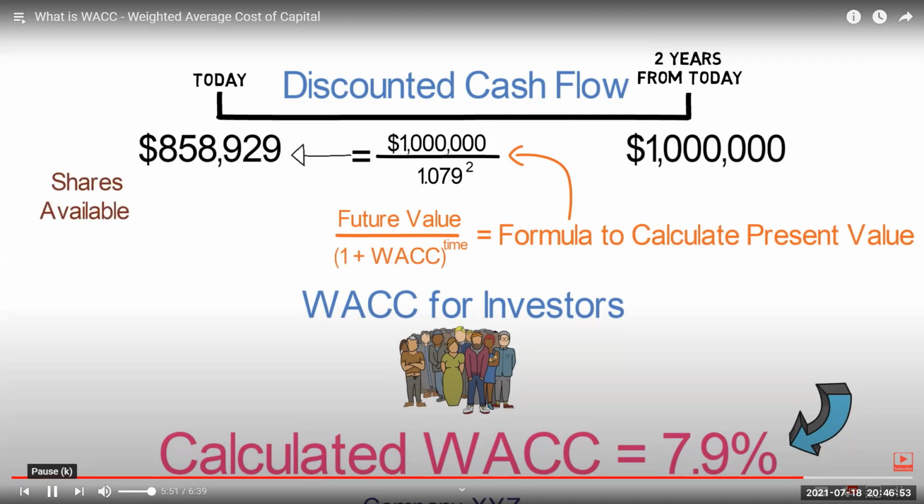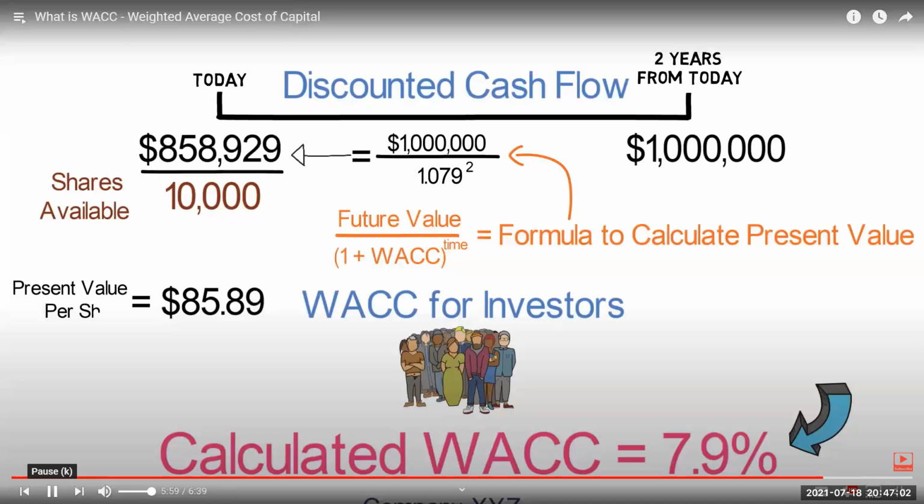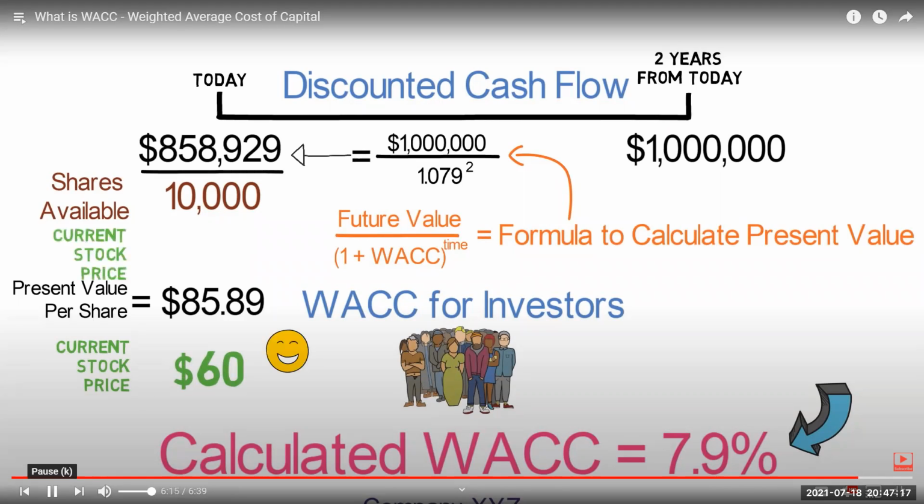Let's pretend that the company we're looking at has 10,000 shares outstanding. Divide this by 10,000 and you get a present value of $85.89 per share. Well, if our expectations are correct about future cash flows, this is what the stock should be worth today. Let's pretend that the stock is trading at just $60 a share. Well, it could be undervalued and we can consider buying it. But if instead the stock is trading at $100 a share, perhaps it is overvalued and we should find a different opportunity for our hard-earned money.